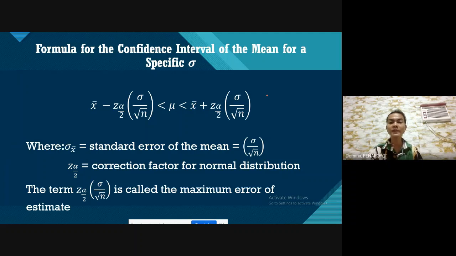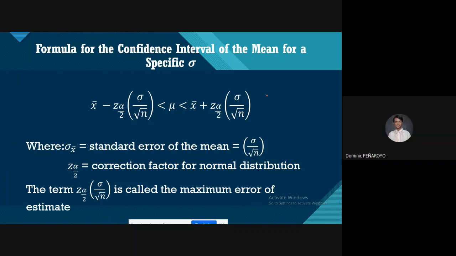Now we have here the formula for the standard error of the mean. The formula for the standard error of the mean is sigma all over square root of n. Please take note to round off to the nearest hundreds.